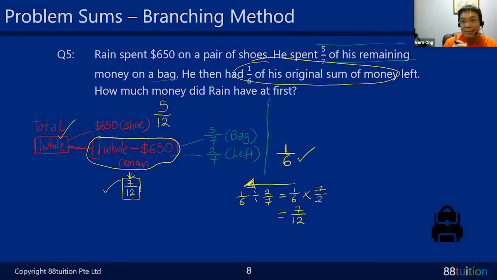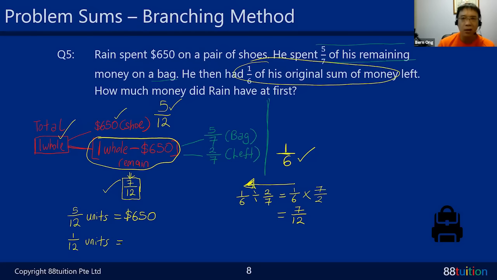Okay, so once you can see this clue, 5 represents your $650. So you can actually write 5 over 12 represents what? 5 over 12 units, you can call it. Don't worry about it. It's equal to $650. Can I go and find 1 over 12 of the units?